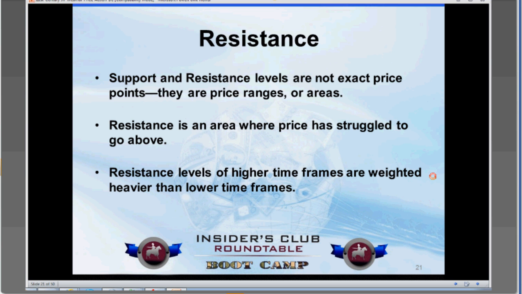Support and resistance levels are not exact price points. They're price ranges or areas. The more clusters, the more information that you can have around an area under current market conditions, the more relevant that number becomes. Resistance, an area where prices struggle to go above. Resistance levels of higher time frames are weighed heavier than lower time frames.